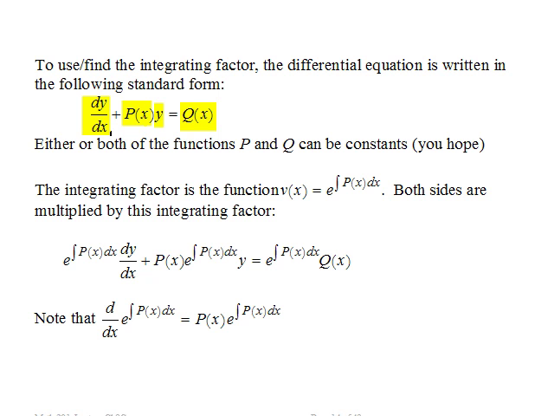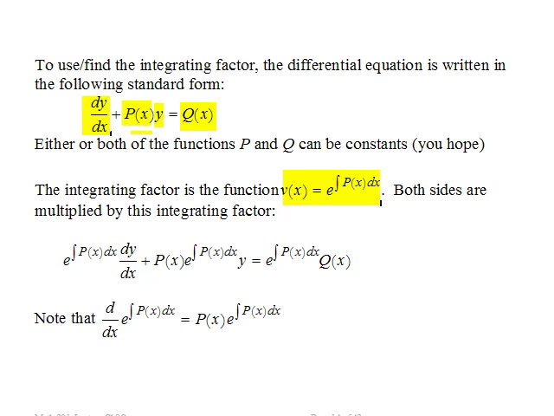Both sides are multiplied by this integrating factor. So the left-hand side becomes e to the integral of p of x dx times the first derivative, plus p of x times e to the integral of p of x dx times y, and that equals e to the integral of p of x dx times q of x. So I've multiplied both sides of the equation by this integrating factor.